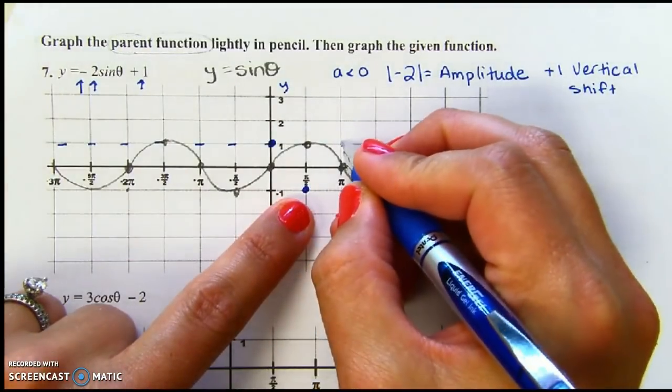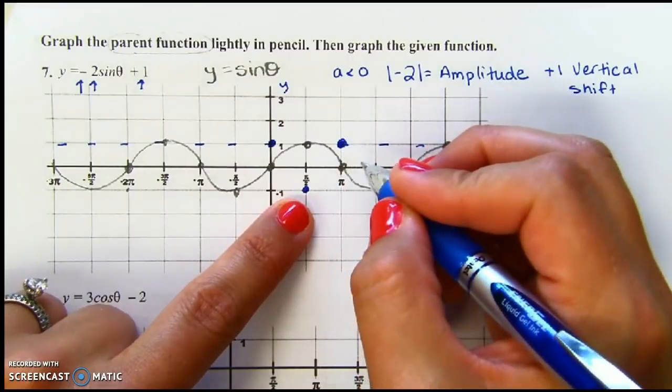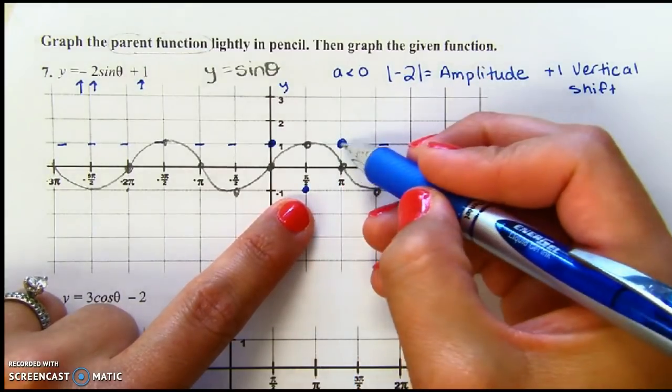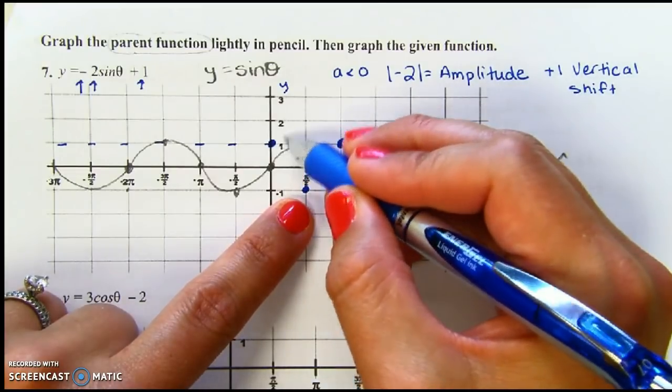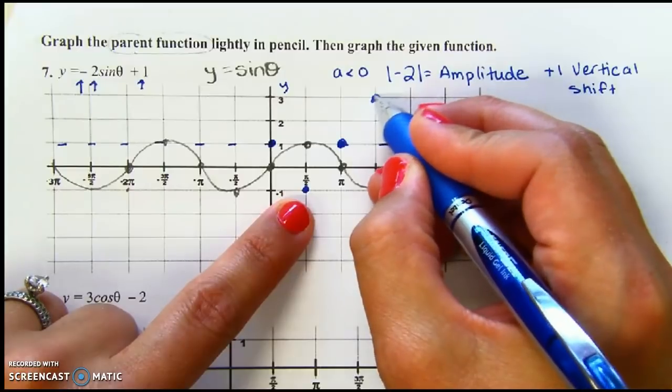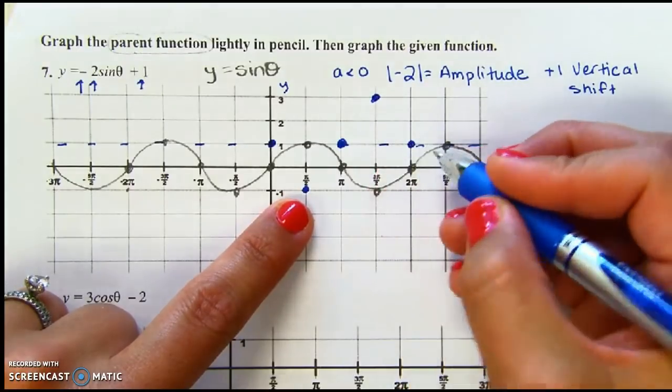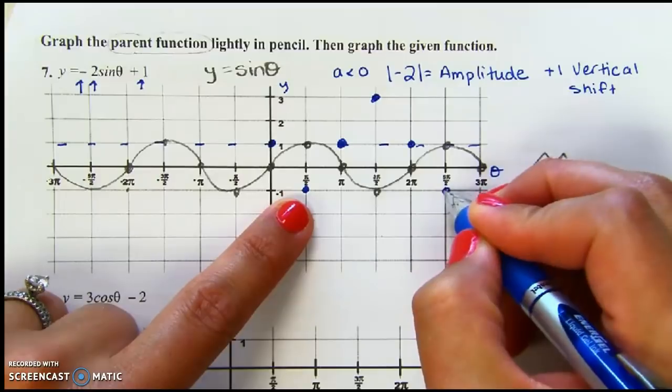Back up to our midline. I was going to call it 0, but it's not 0. It's plus 1. And then from plus 1, we're going to go up 2 from 1. So 1 plus 2 is 3. Okay, you practiced this with the range. Remember the range questions on Desmos?